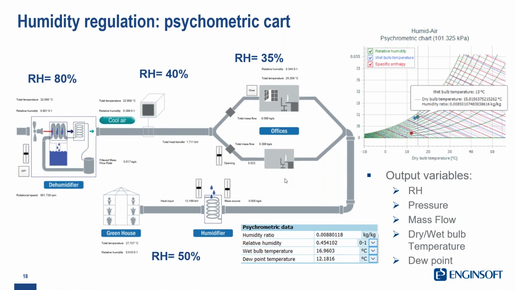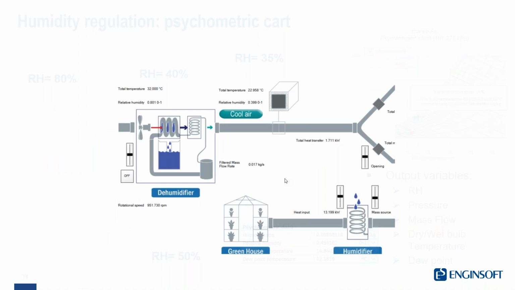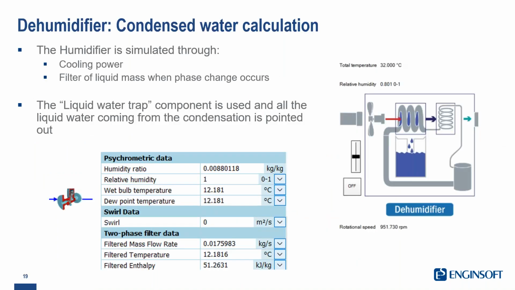Just to focus on the dehumidifying aspects, there is a dedicated component called the liquid water trap, which is used to make the condensation happen. So when the relative humidity reaches 100%, so 1, with this component you are able to filter all the condensing water.